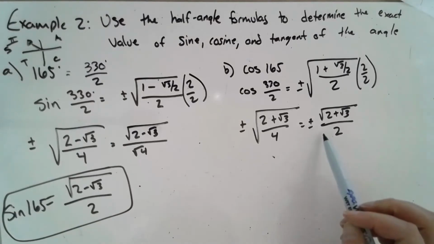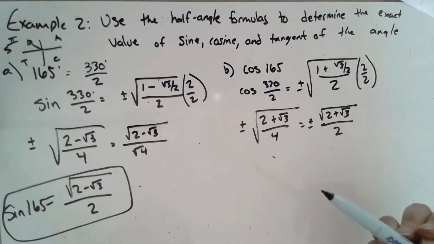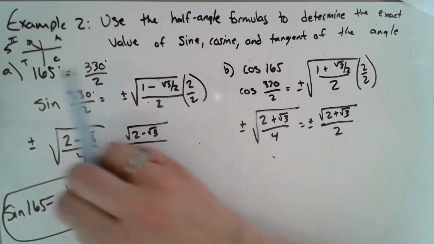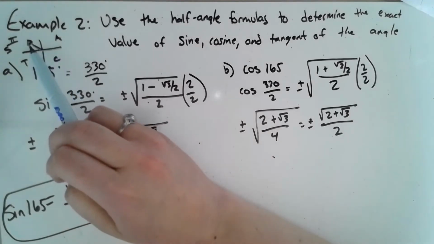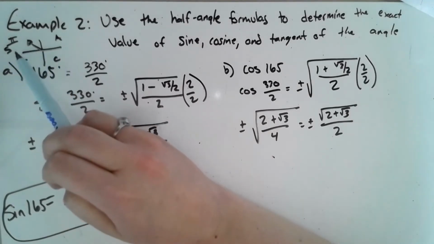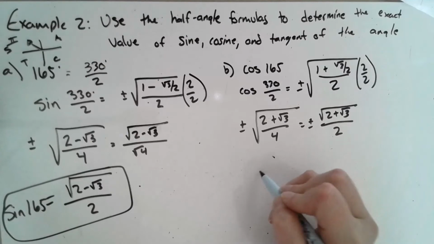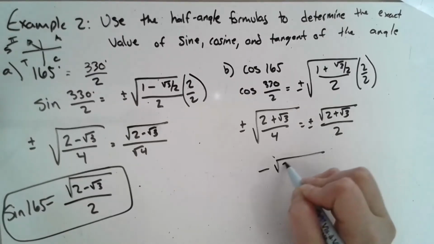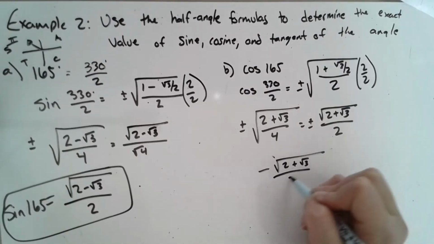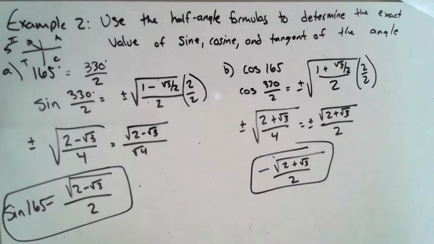So what we need to decide is whether it's positive or negative. So we're doing cosine of 165. Again, we're in quadrant 2, where sine is the only thing that's positive. So this tells me that it should be negative square root 2 plus square root 3 over 2. Okay, so far so good.